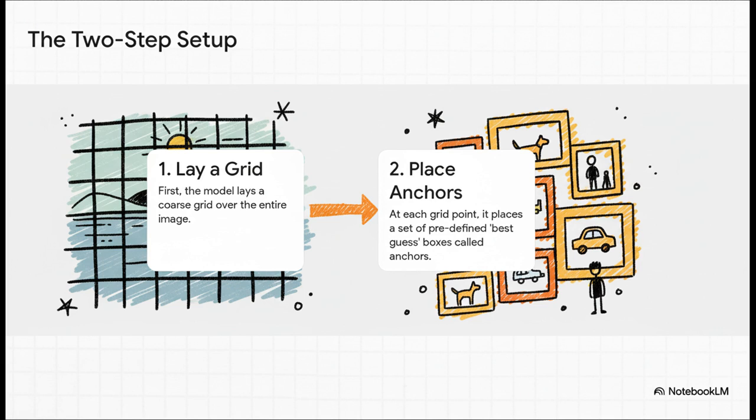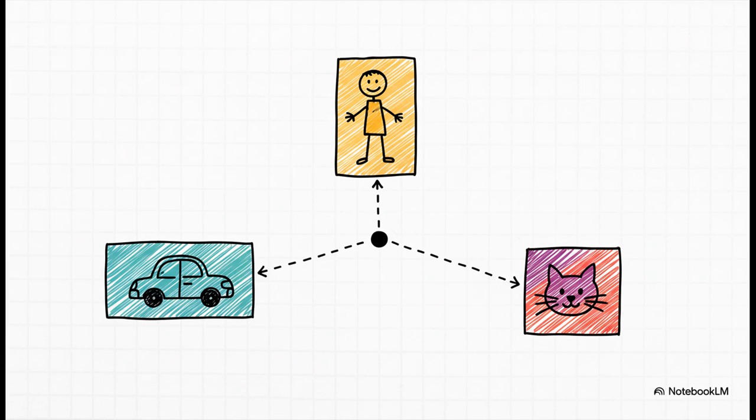Then, and this is the important part, at every single point on that grid, it places a bunch of predefined boxes. And these boxes have a special name. They're called anchors. So what are these anchors? Well, they're nothing fancy. Seriously. Just think of them as a set of standard templates. At every one of those grid points, the computer plops down a few basic shapes. Maybe a small square, a wide rectangle for things like cars, and a tall, skinny rectangle for things like people. These are the starting points, the initial best guesses.